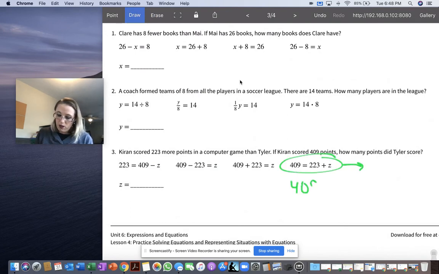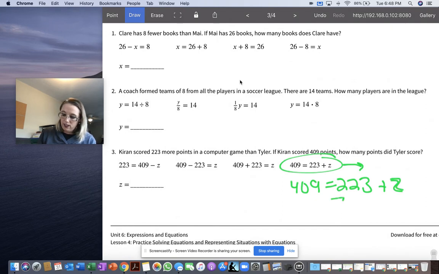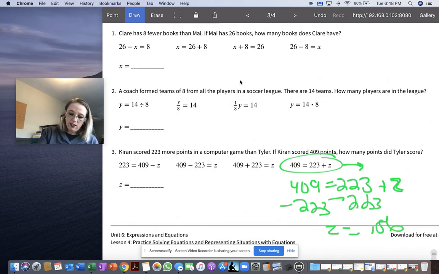So 409 equals 223 plus z. So this one, your z is held by addition. So you need to subtract 223 from both sides. And z is going to equal 186. Okay? So we have one more of these, I think. Yep. Okay, one more of these.